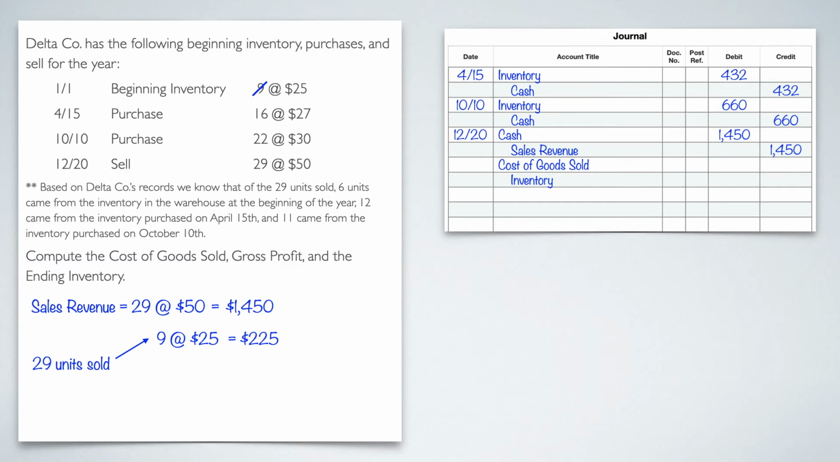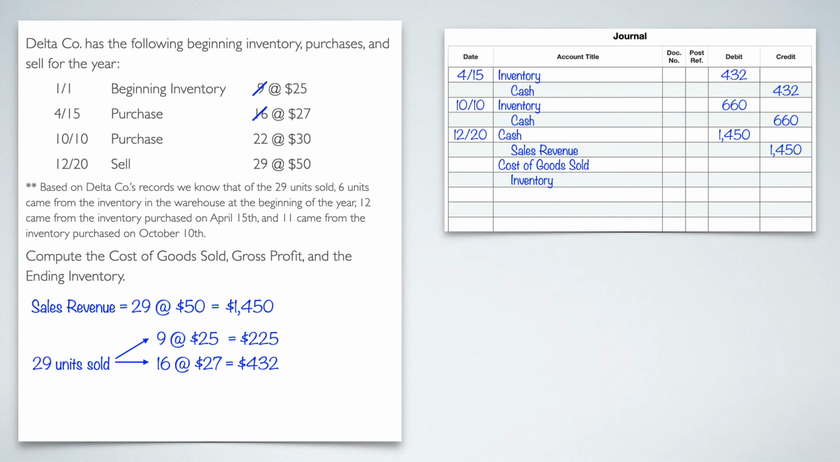But I haven't hit 29 units yet. So the next place I'm going to go is the next step down, or the next purchase, which is the 16. And of those 16, I'm going to take all 16. At $27, that's going to give me $432. Again, I'm going to put a little slash mark through the 16 purchases because I don't have any of those anymore. I've got 0 of those.